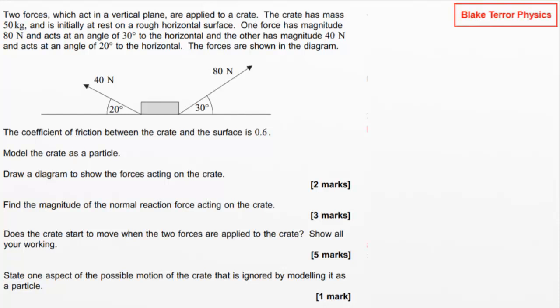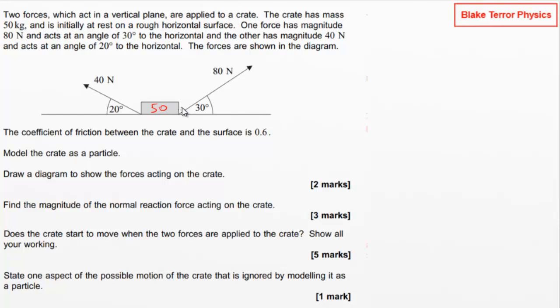Hello, here we go with a bit of friction. We've got two forces acting in a vertical plane. So it's telling us two-dimensional, it's not three-dimensional. These forces aren't skewed from each other. They're applied to a crate. The crate's got a mass of 50 kilograms, so let's write that on there, 50 for the crate. Initially at rest on a rough horizontal surface, so we've got some friction.